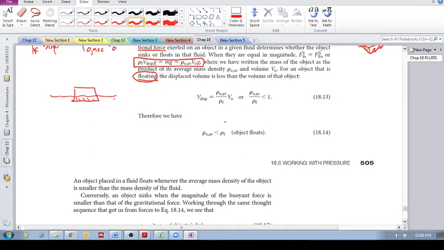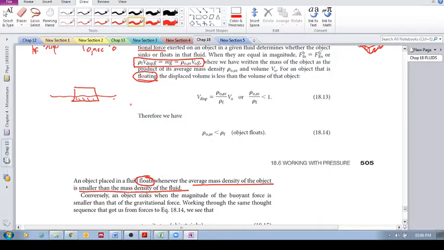And we saw that if the average mass density of the object is smaller than the mass density of the fluid, then it floats. Okay, that's what we saw here. So whenever the mass density is smaller, it floats.